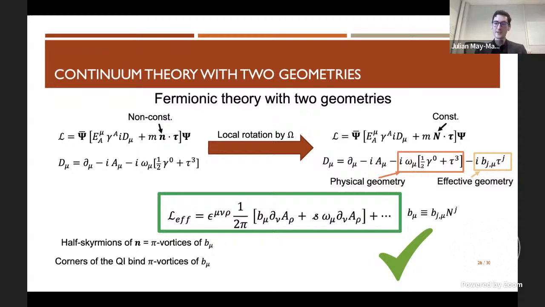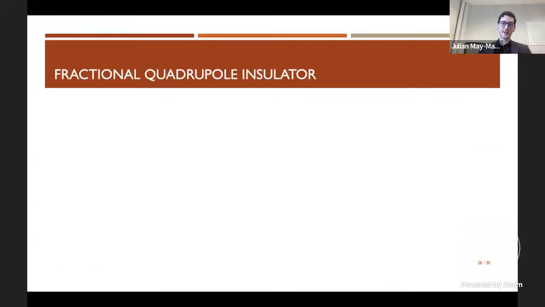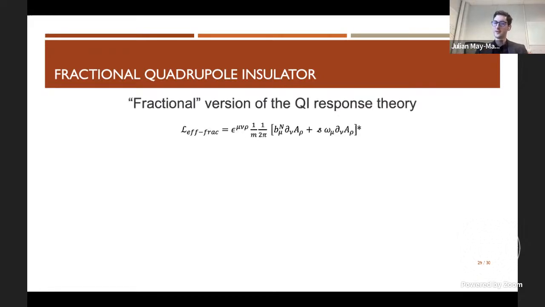All right, so having now discussed the effective field theory, we can now try to push it forward one more step, and try to generalize this effective field theory for the quadrupole insulator to some sort of fractional response, the same way you can generalize a Chern-Simons theory to a fractional response that would describe a fractional quantum Hall insulator. So with this in mind, we can define the fractional version of the quadrupole response as follows, which differs by a factor of 1 over m out front.